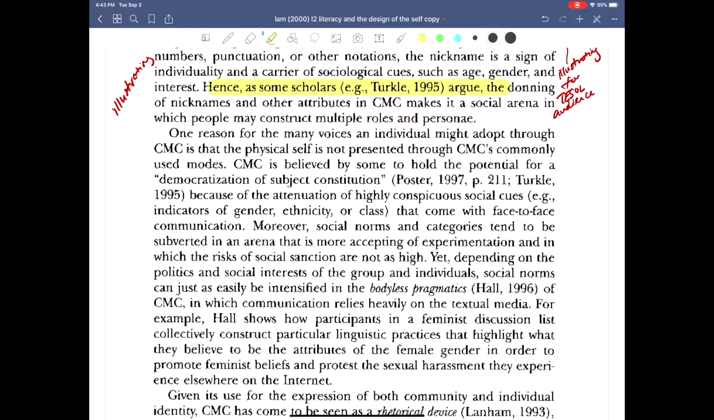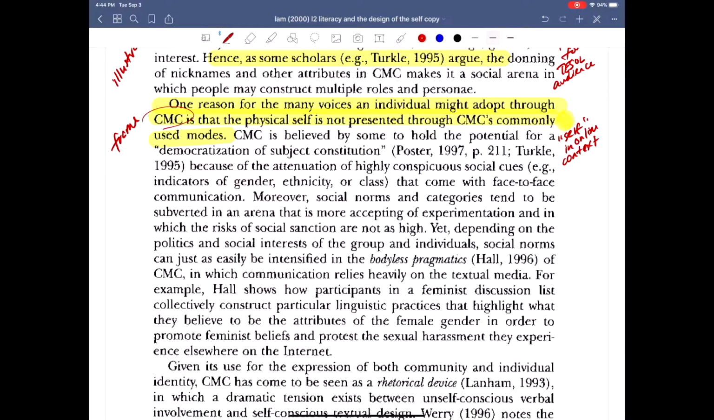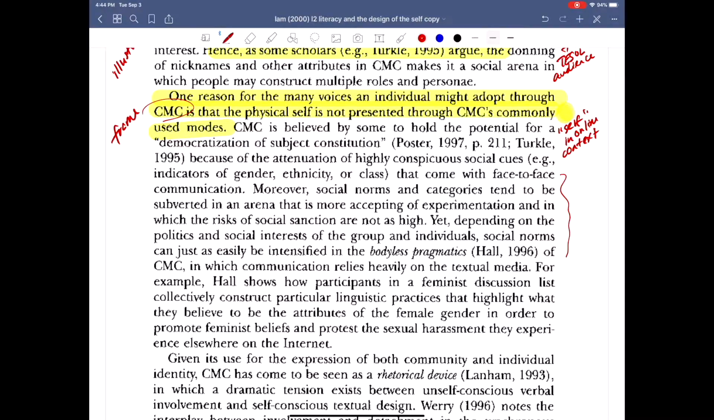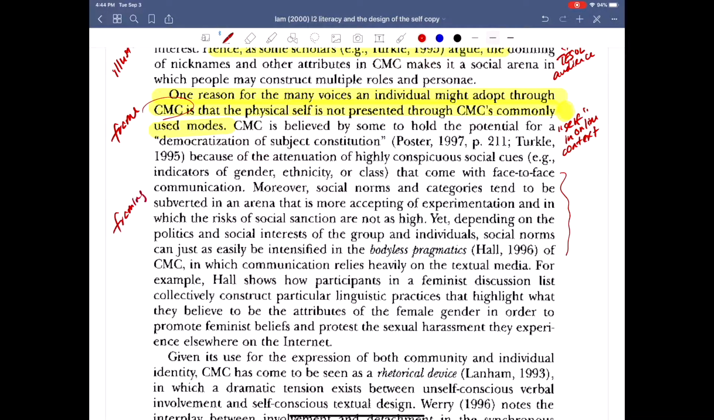So I think here she's doing something important because of the audience, she is trying to talk about what constitutes a self in an online context, right? And so she is trying to frame that within a CMC context. This is a unique way of looking at the self in an online context. She's doing more framing, some defining.